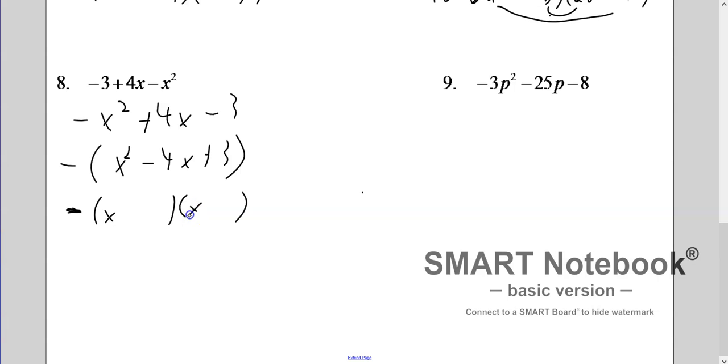So x and x, easy enough. There's only one choice for 3, 1 times 3. And since it adds up to negative, they both have to be negative. And that's it.